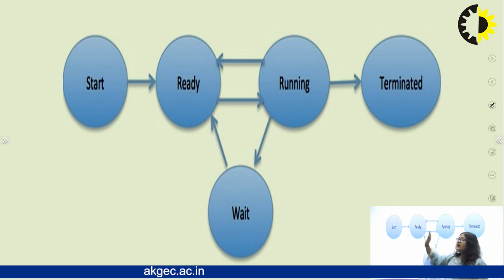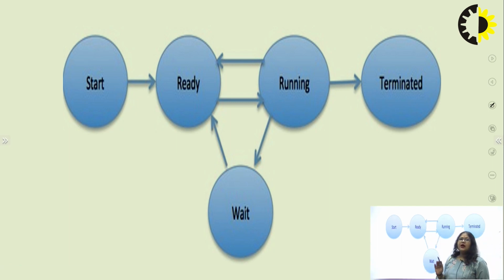Then the process goes into the ready state. Ready state means the process is ready to be executed. But at this time, maybe the processor is free or not. If it is not free, the process just stays in the ready state for execution. Then we have to move this process to the running state.